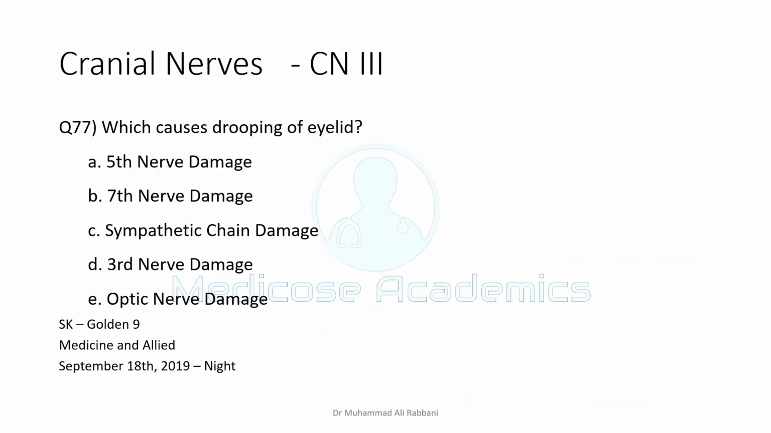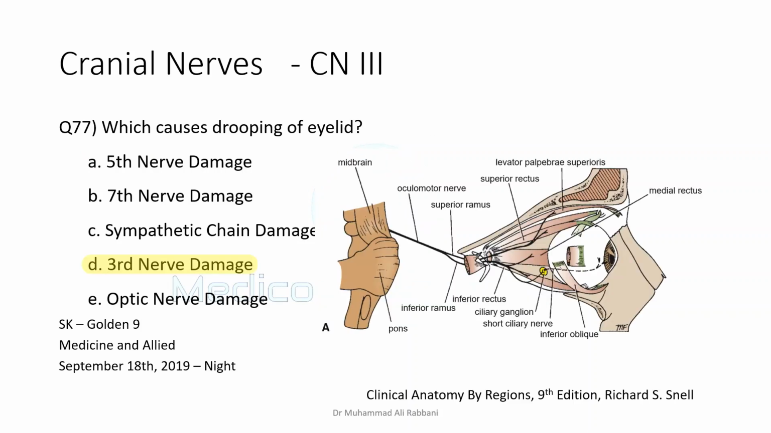Which nerve causes the drooping of the eyelid? Again, as I said, the levator palpebrae superioris is supplied by the oculomotor nerve.